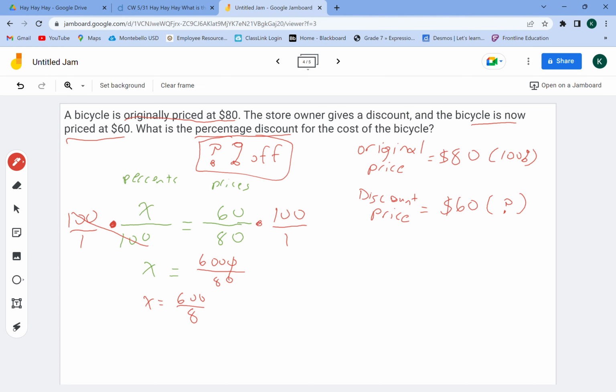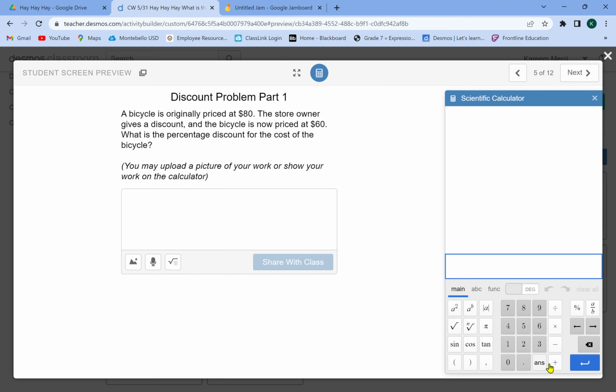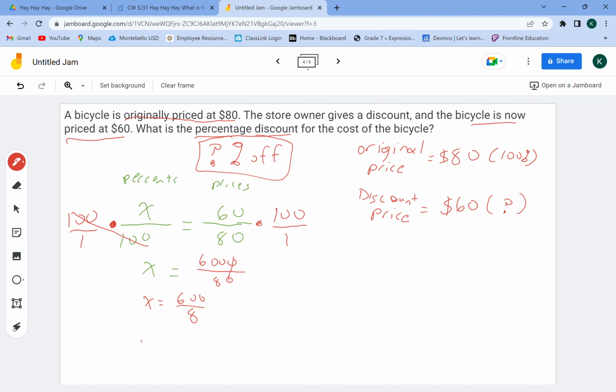Then I get to this part right here, and I go ahead and divide. Luckily, I can click on the calculator, and I'll have 600 divided by 8, and I get 75. So X is equal to 75%.